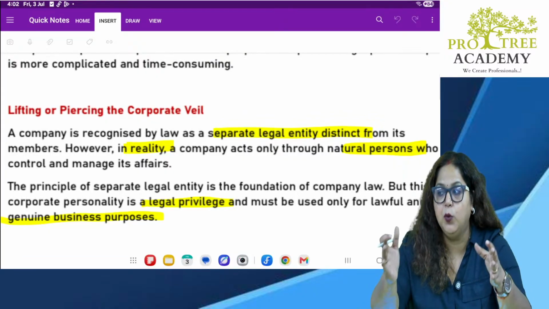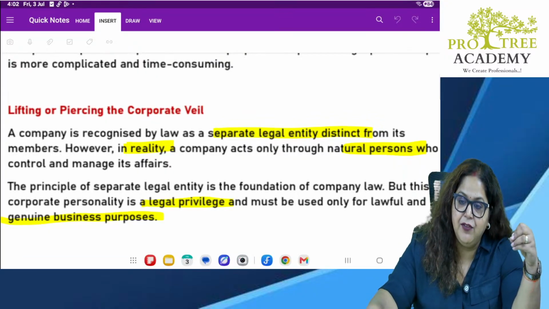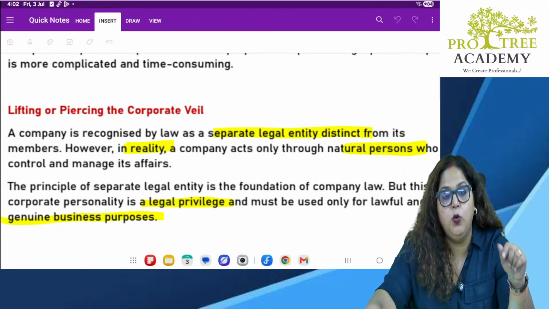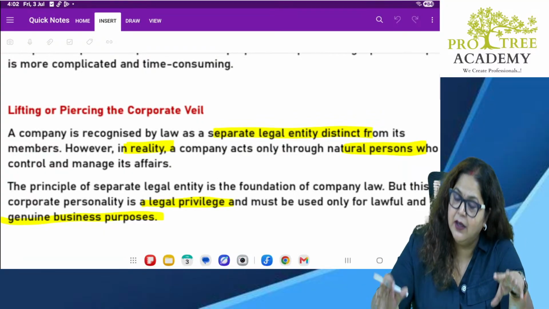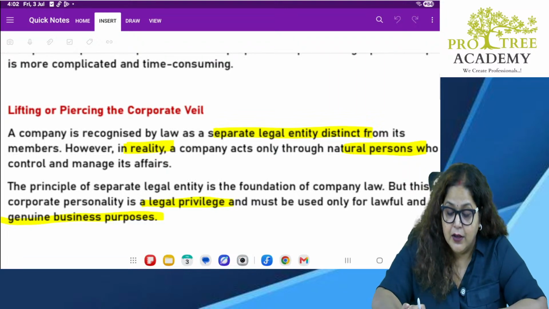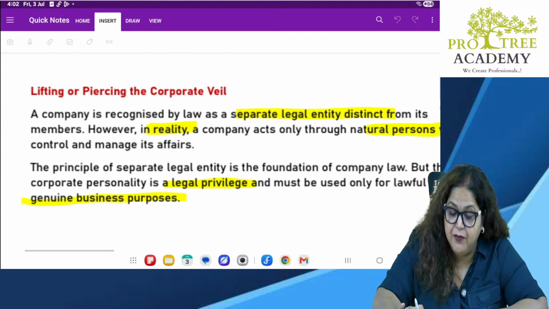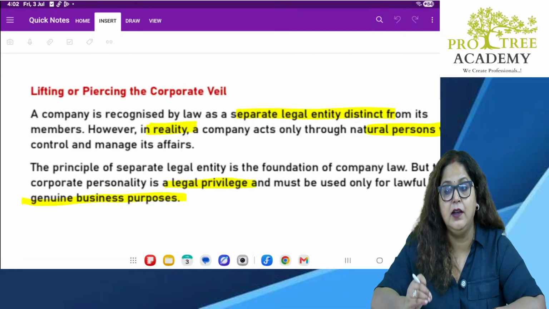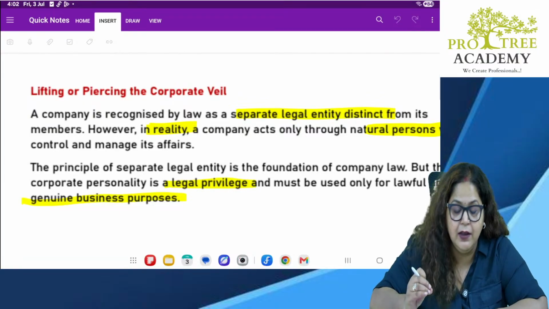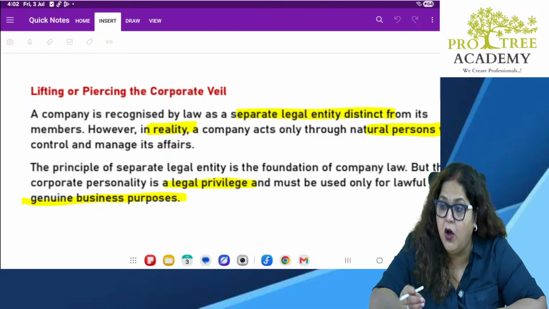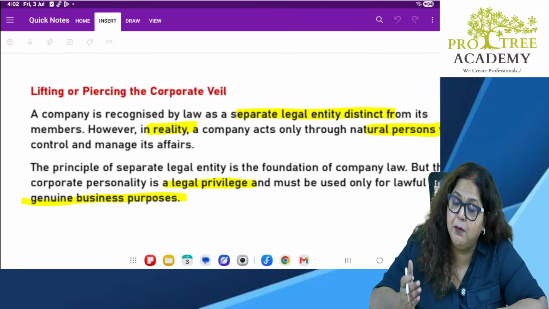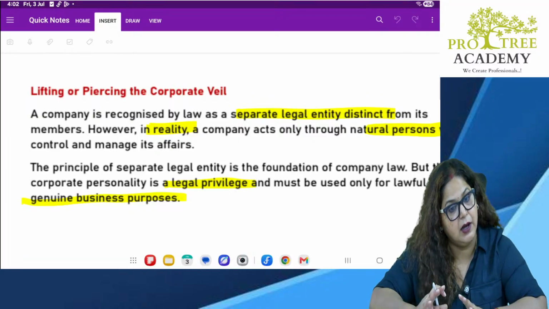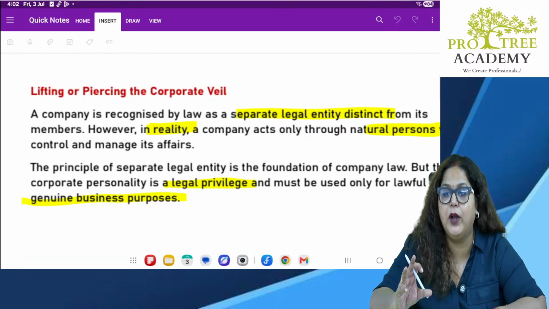So corporate veil: by taking the benefit of the feature of separate legal entity, the people who are managing the company have the benefit of the corporate veil. If anything comes on the company, if the company has done something wrong, by taking the benefit of the separate legal entity, they can say, no, we are separate and the company is separate. That is called the corporate veil.